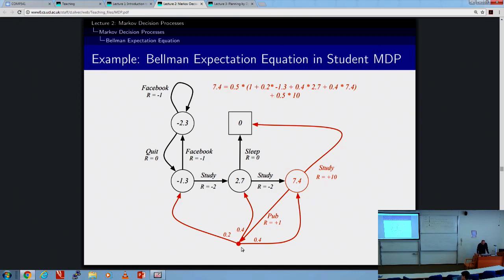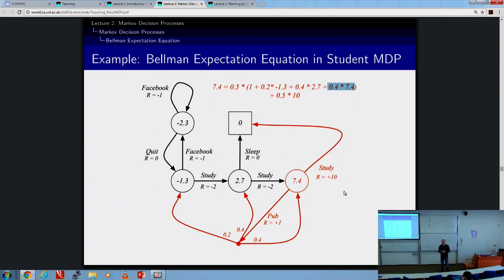If I go to the pub, however, the environment can send me to 3 different places. So I do get the reward 1, but then after that, there's a 0.2 chance that I'm going to go to this particular state and get minus 1.3, which is this term here. And there's a 0.4 chance that I'm going to end up here and get 2.7, which is this. And there's a third chance, 0.4, that I'm going to end up in the same place. So that's this. And if you check this equation, 7.4 equals 7.4, it's consistent. So the Bellman expectation equation with these numbers is satisfied.